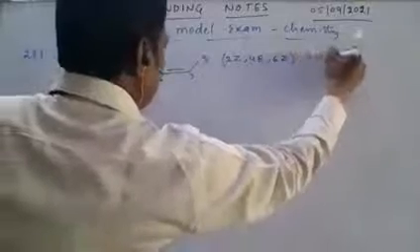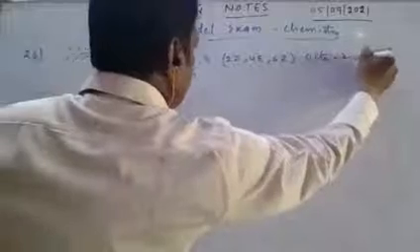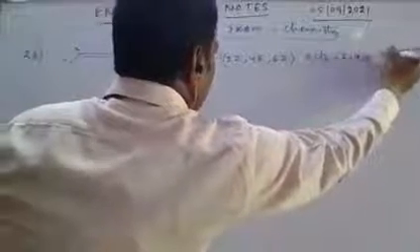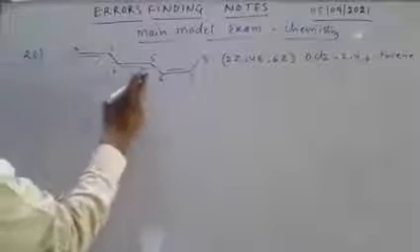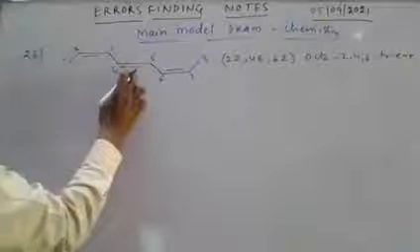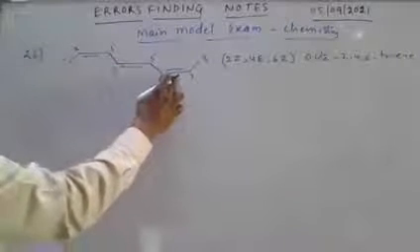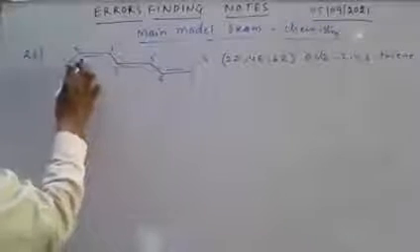Octa-2,4,6-triene. That is the IUPAC name of the compound. The second position has a double bond, the fourth position has a double bond, the sixth position has a double bond. Here Z configuration, E configuration, Z configuration. This is trans, this is cis, this is cis, Nana.